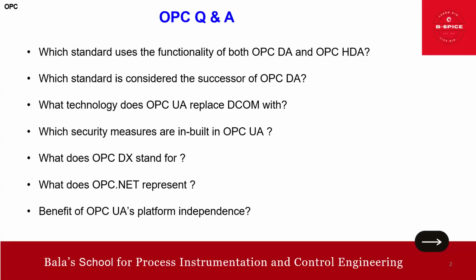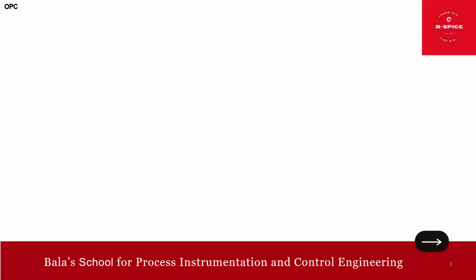Benefit of OPC UA platform independence. We say OPC UA is independent, right? So what is the benefit actually? One benefit of OPC UA platform independence is that it provides flexibility across different operating systems, making it adaptable to a variety of hardware and software environments. We are telling OPC UA is platform independent, so that is the beauty of OPC UA.